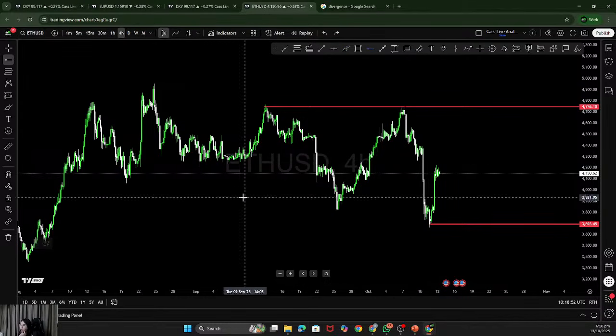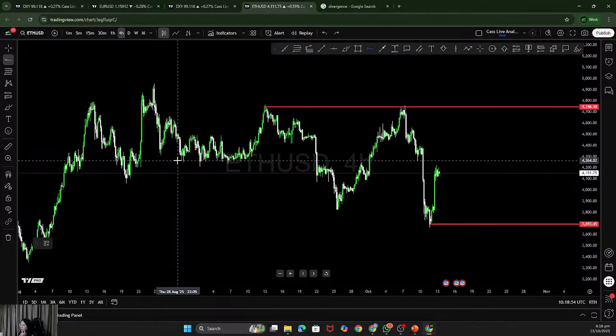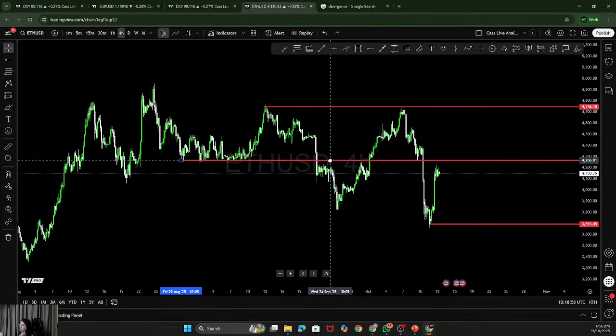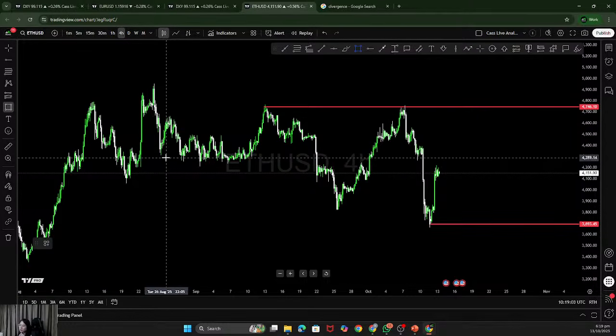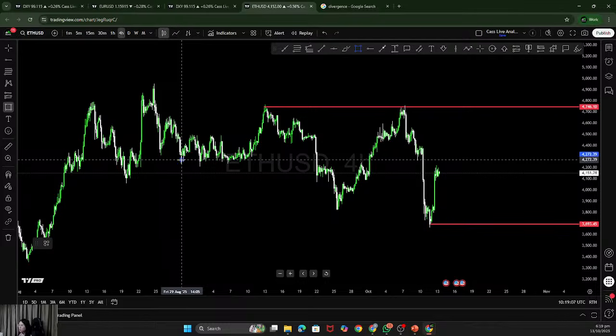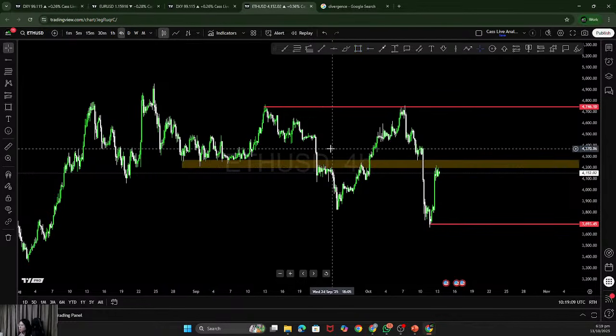okay, there is an overlap here. Do you guys know what overlap is? So for the new ones, overlap means that a resistance turns support or a support turns resistance. So there is a clear overlap happening here.